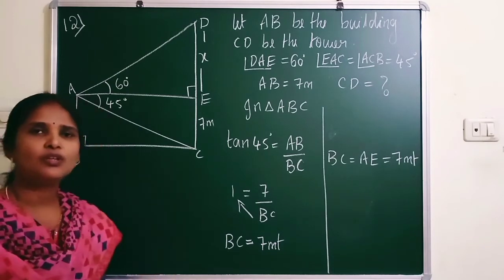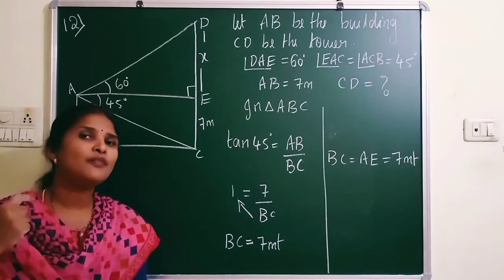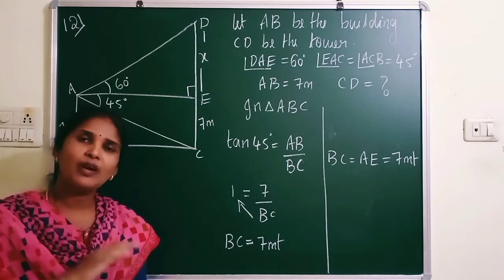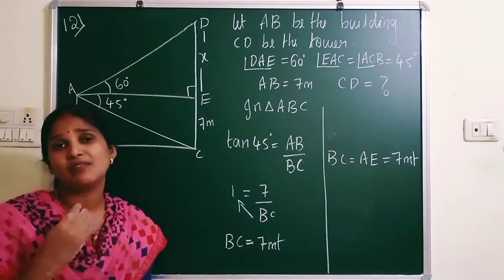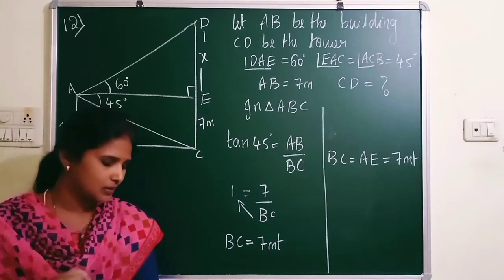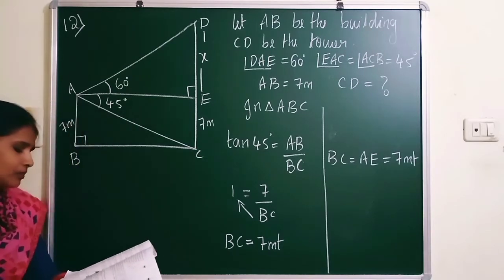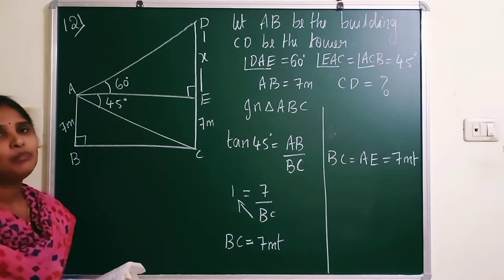So in this question you are going to see what is angle of depression. And in this question you have both, that is angle of elevation and also angle of depression. And it is a very important question for 4 marks. So let us start. From the top of a 7 meter high building.